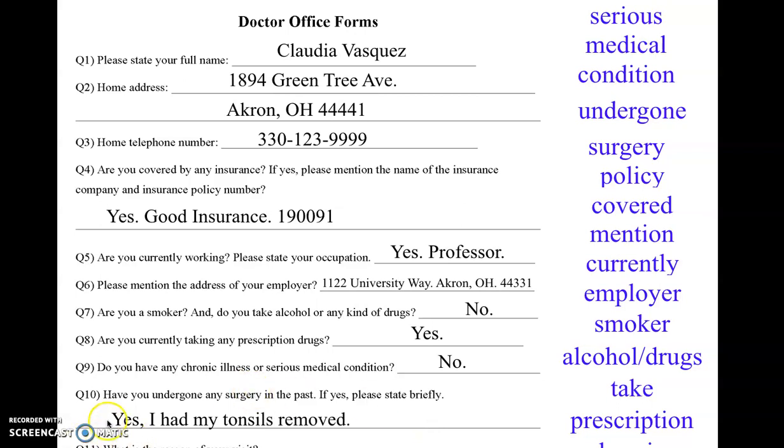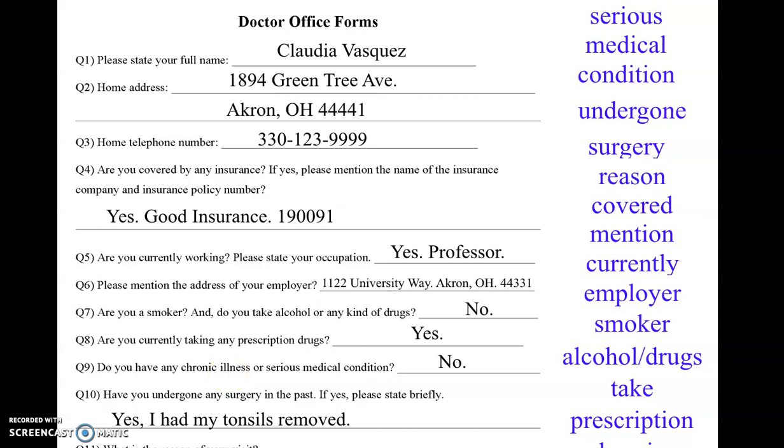So Claudia says, yes, I had my tonsils removed. Tonsils are two things on the left and right at the back of your throat, right? And we have them taken out because our bodies do not need them. And sometimes they cause people a lot of trouble, a lot of illness.